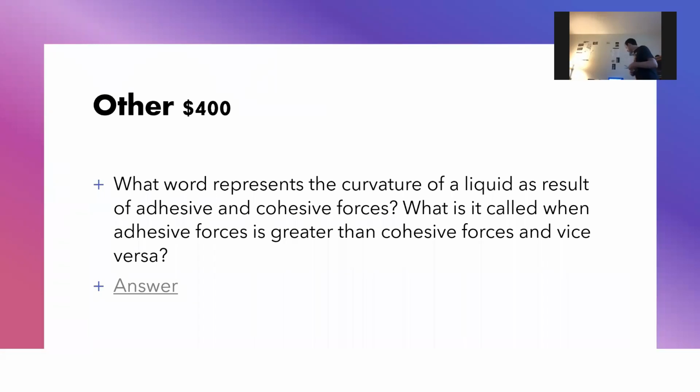What word represents the curvature of a liquid as a result of adhesive forces and cohesive forces? What is it called when adhesive forces are greater than cohesive forces and vice versa? That word is the meniscus. What is a meniscus? When cohesive forces are greater, it's convex, and when adhesive forces are greater, it's concave. Good, that's 1,000 for the Brookdale Bear. You were way ahead of the game.